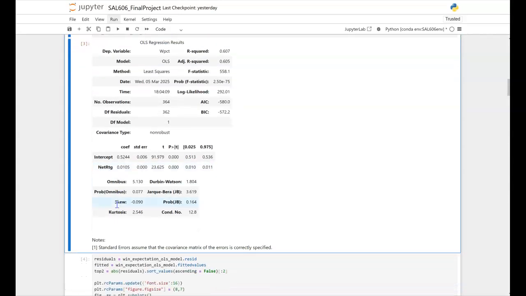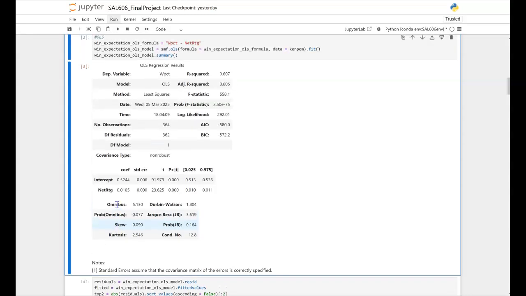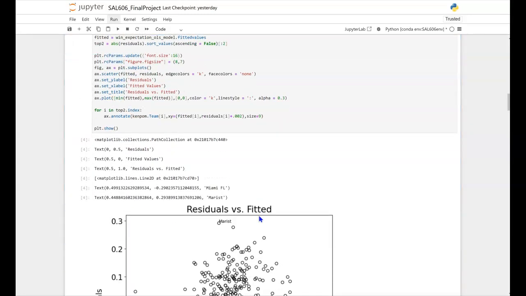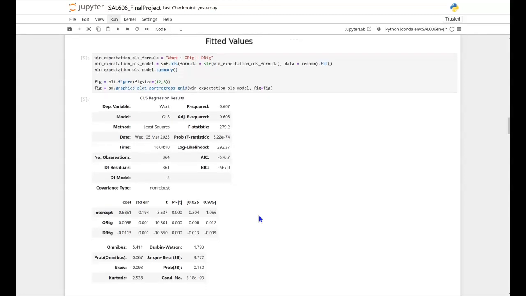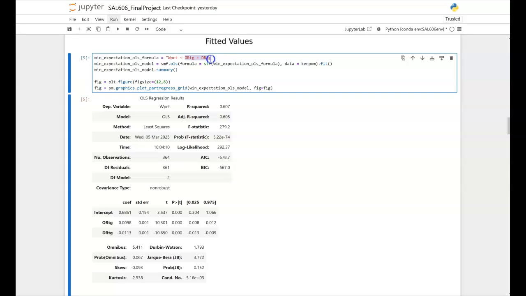So let's just keep that in mind as we move forward. But that's our win expectation model. So next, we want to break this down into offensive rating and defensive rating. Adjusted efficiency margin is a linear combination of offensive rating and defensive rating. It's just the former minus the latter.